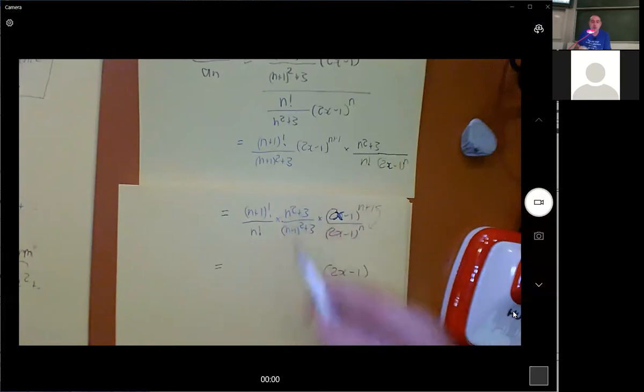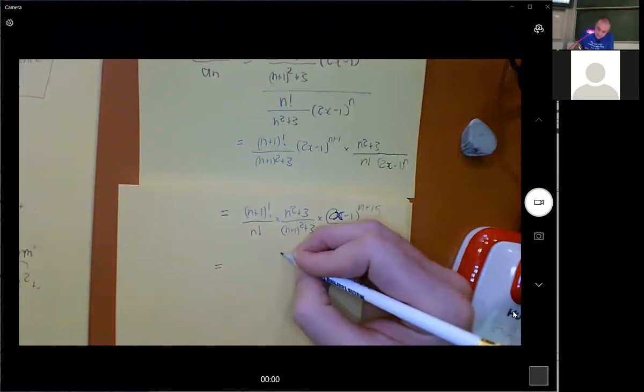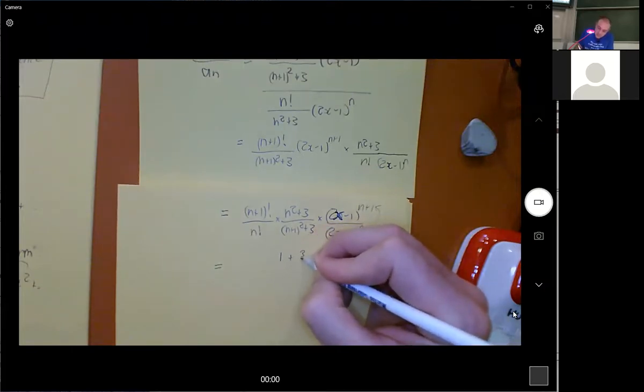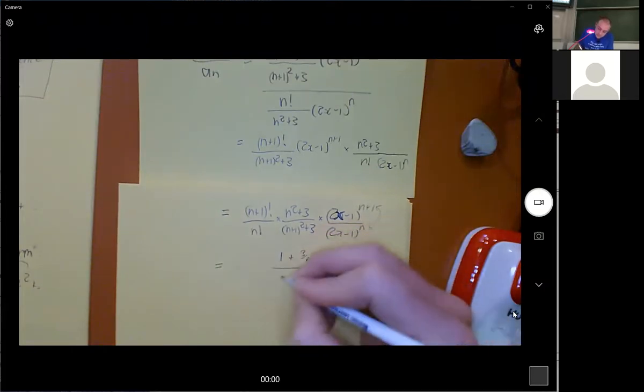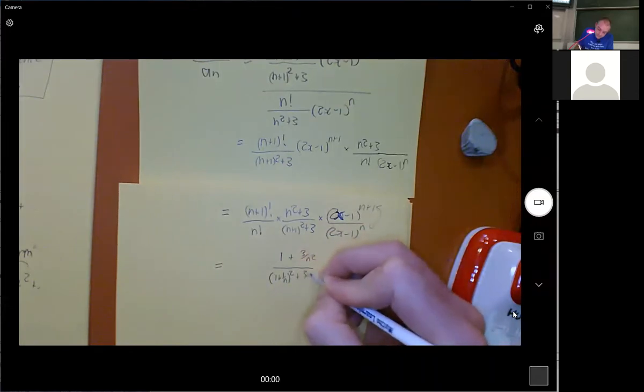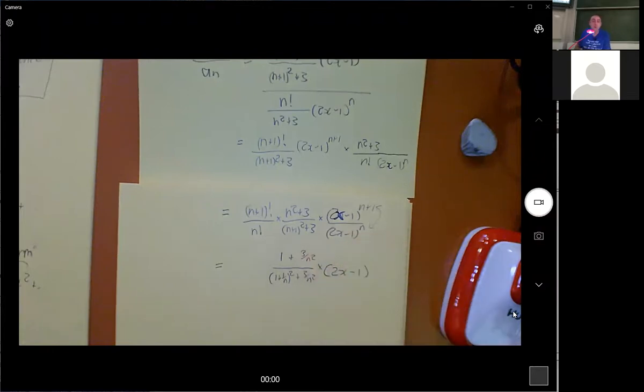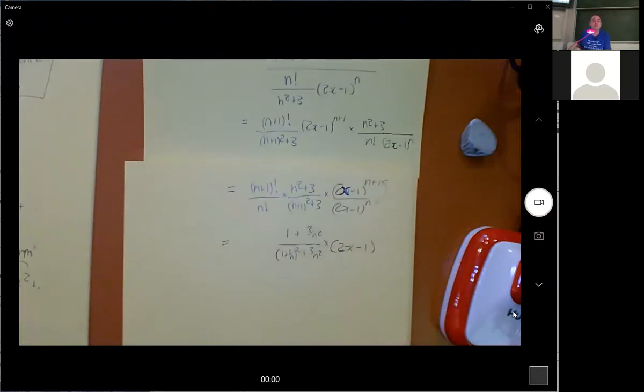This one, we know what's going to happen to that when we do this limit. That's going to become 1 eventually. But I might as well do it now. Divide the top and bottom by n squared. That's what you normally do for a fraction like that.